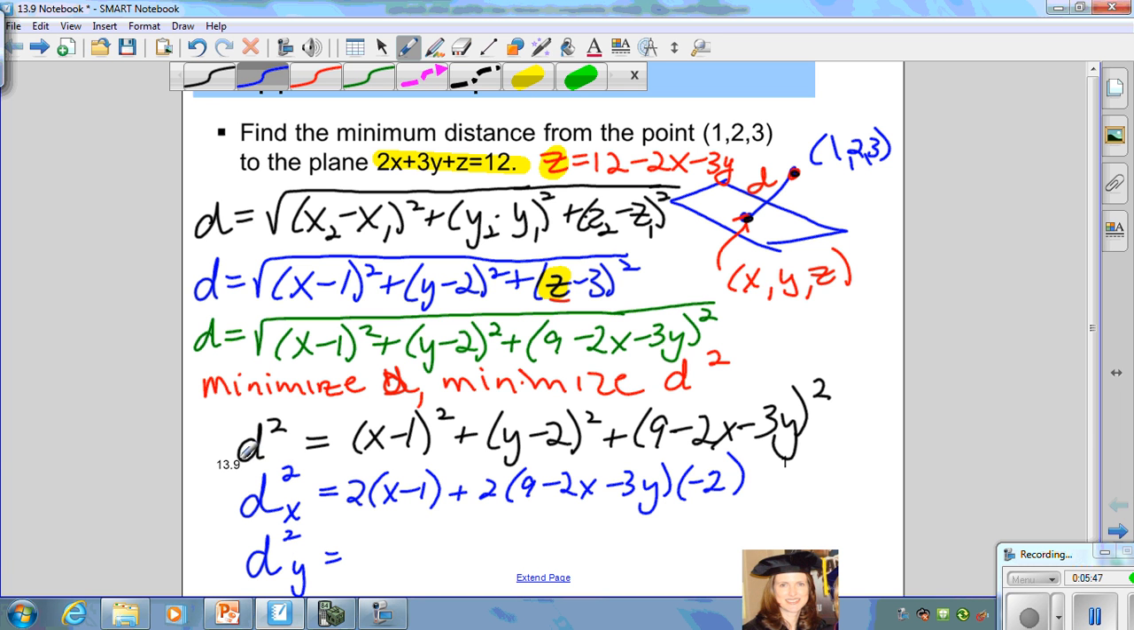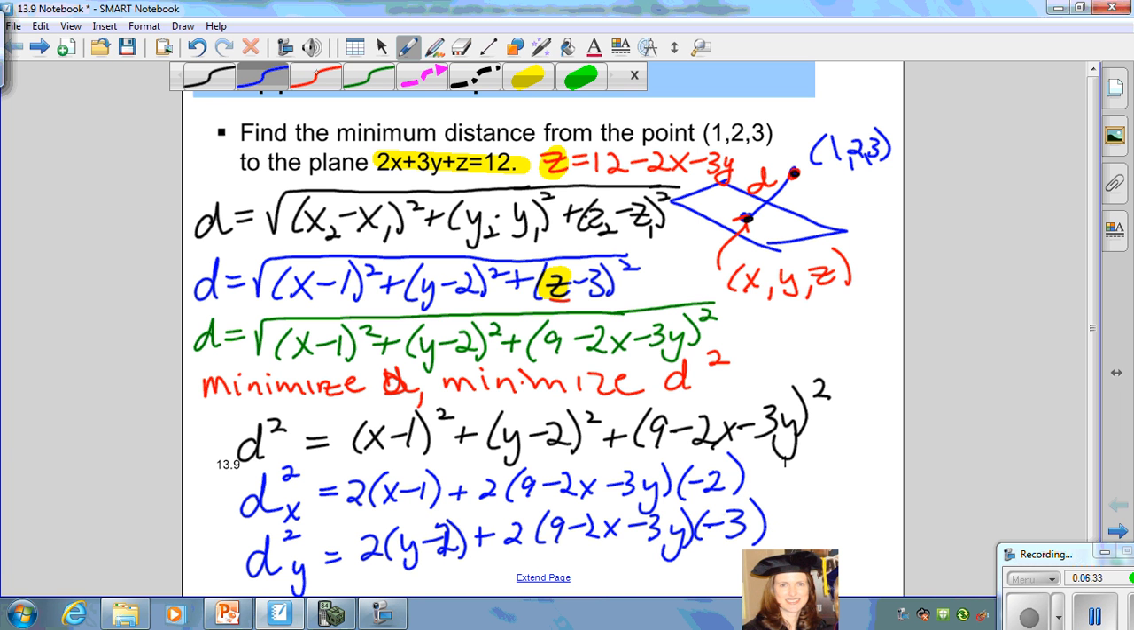We want to then take the partial derivative of this d squared function with respect to y. When you take the derivative of this with respect to y, we treat x as a constant, and that derivative is 0. The derivative here, of the quantity y minus 2 squared, is going to be 2 times the y minus 2 to the first power times the derivative of what's inside. And then we take the derivative of this last term squared. It's going to be 2 times 9 minus 2x minus 3y times the derivative of what's inside with respect to y, and that derivative is negative 3.